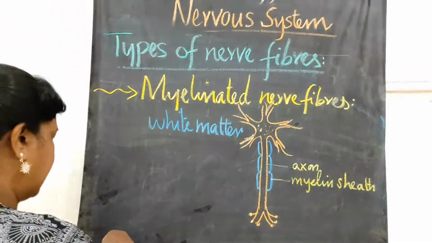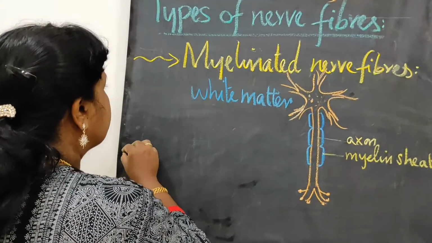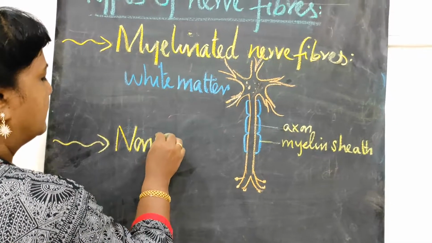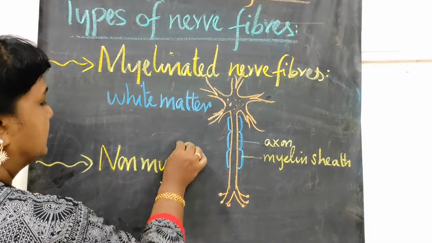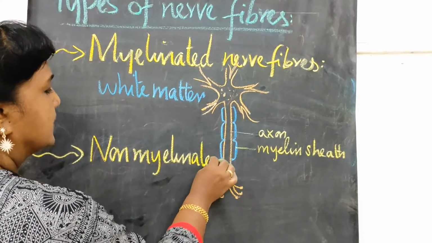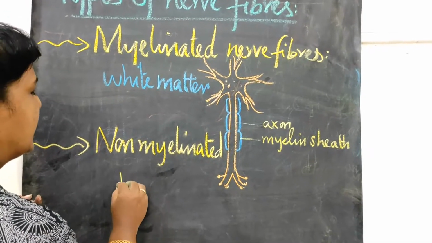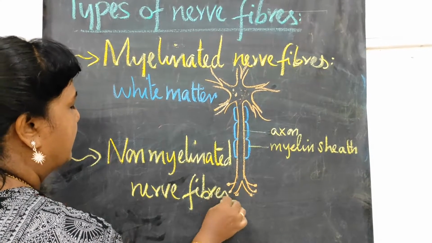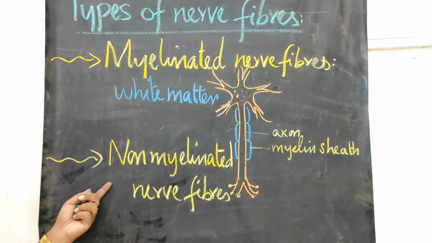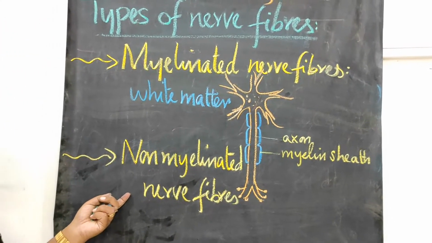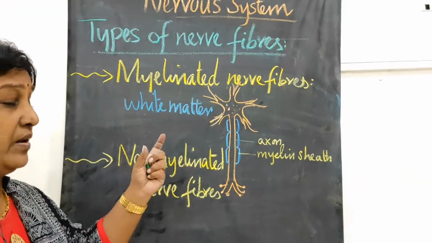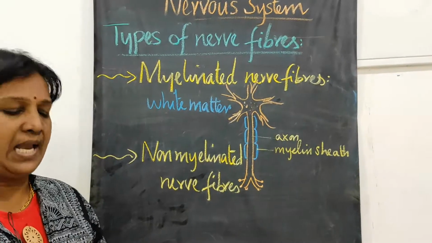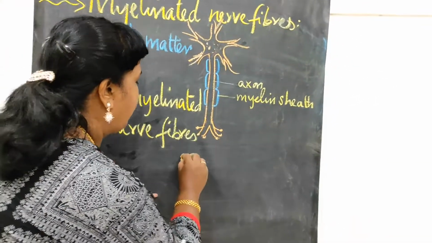Now coming to the second one. The second one is non-myelinated nerve fibers. So, from the heading, what are we coming to know? If the axon is not covered with myelin sheath. So, see here.